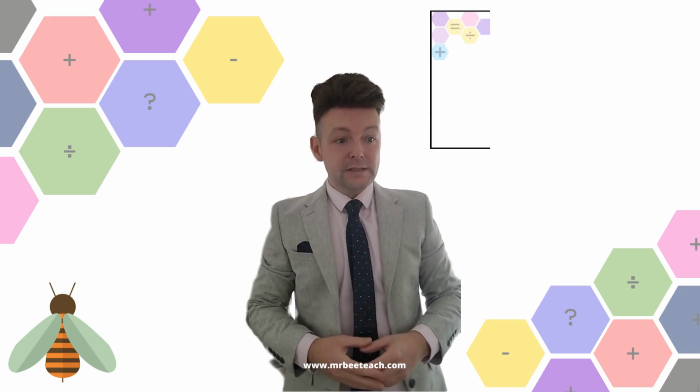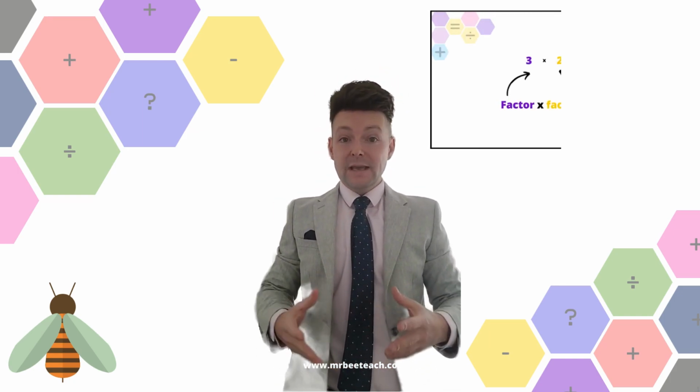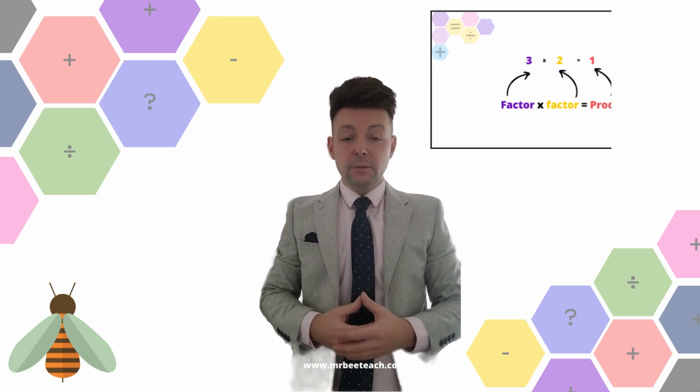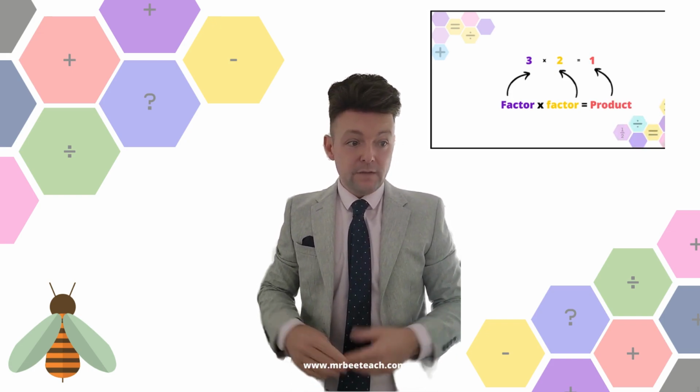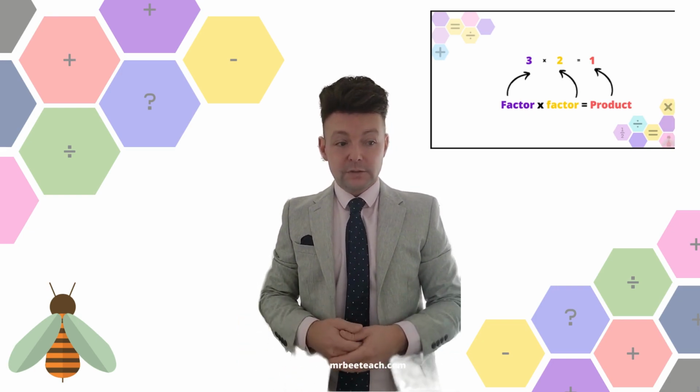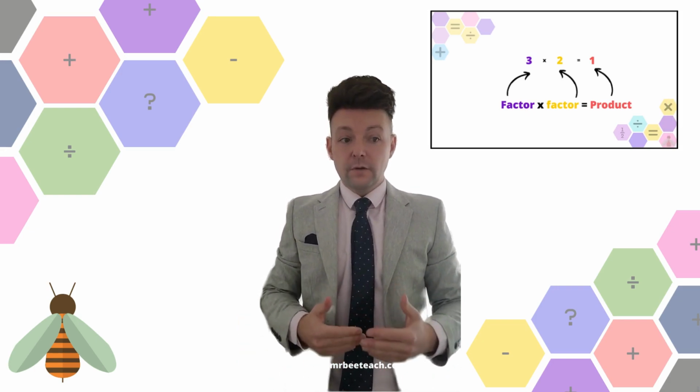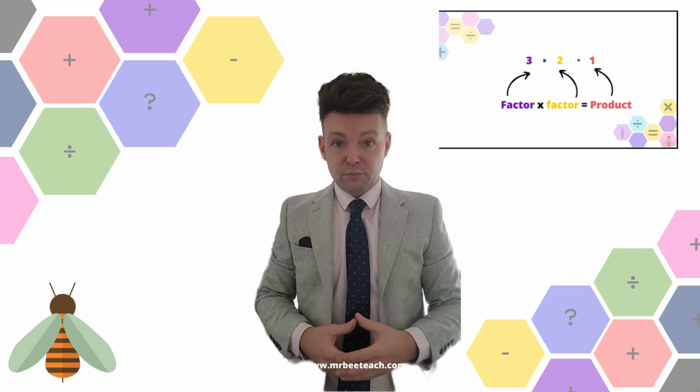For multiplication, this involves repeated addition or scaling of numbers. The numbers being multiplied are called factors, and the result is called the product. For example, 2 times 4 equals 8, where 2 and 4 are factors, and 8 is the product.